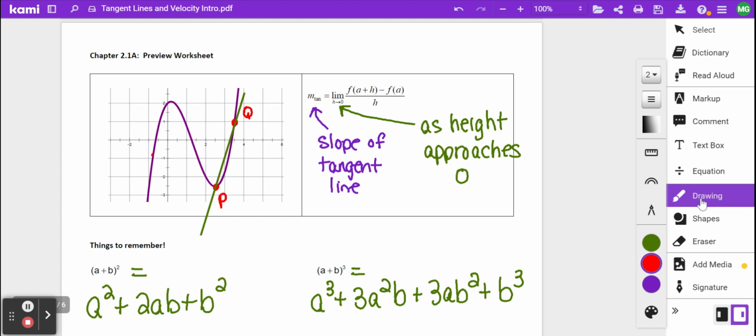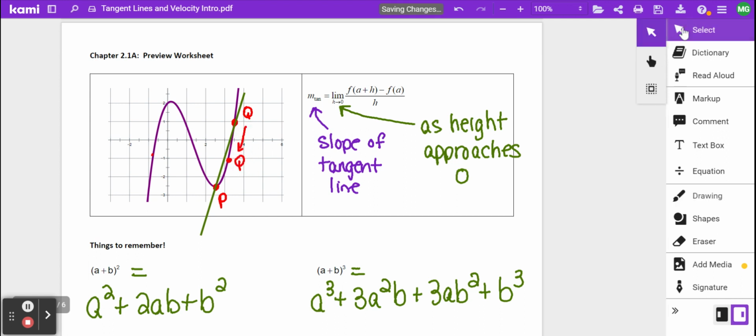I want you to imagine if I took this point Q and I kept dropping it lower and lower and lower so that the height difference between P and Q got reduced. So for example, if I dropped Q down to here, this line would now look something like this. Okay, so Q is much closer to P, but of course it's still a secant line because it is intersecting our function in two places.